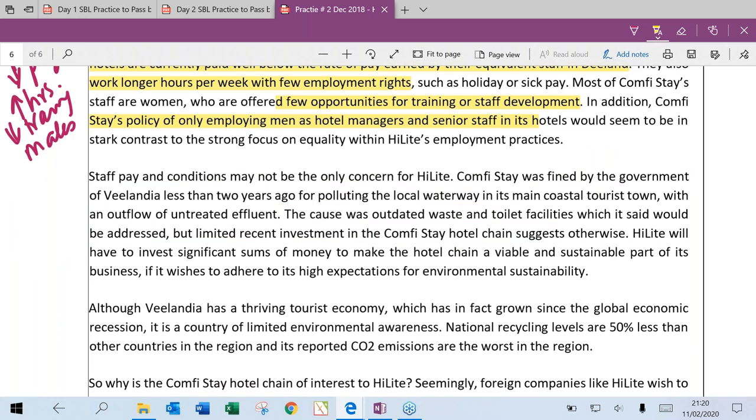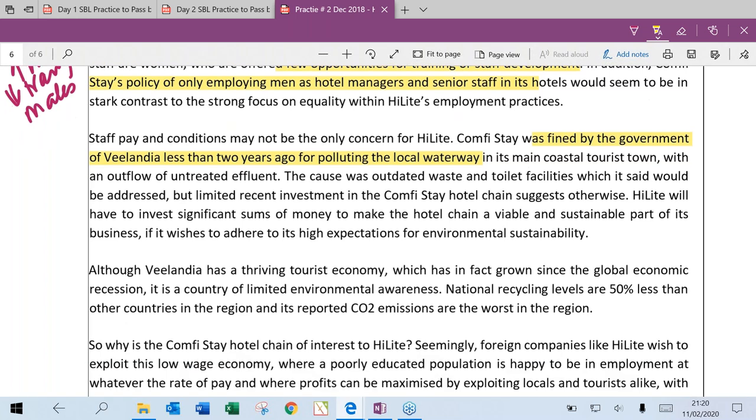Staff pay and conditions may not be the only concern for Highlight. Comfy Stay was fined by the government of Vilandia less than 2 years ago for polluting the local waterway in its main coastal tourist town with an outflow of untreated effluent. The cause was outdated waste and toilet facilities, which it said would be addressed, but limited recent investment in Comfy Stay hotel chains suggests otherwise. Highlight will have to invest significant sums of money to make the hotel chain a viable and sustainable part of its business if it wishes to adhere to high expectations.